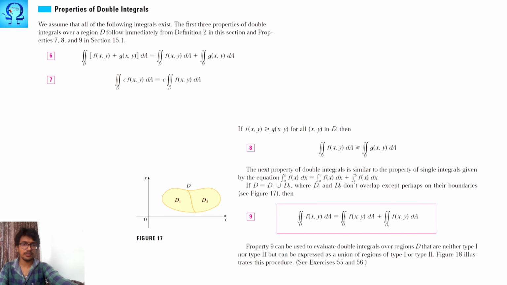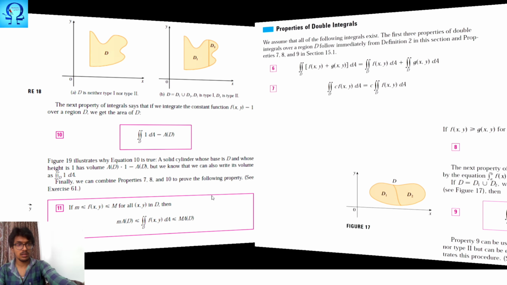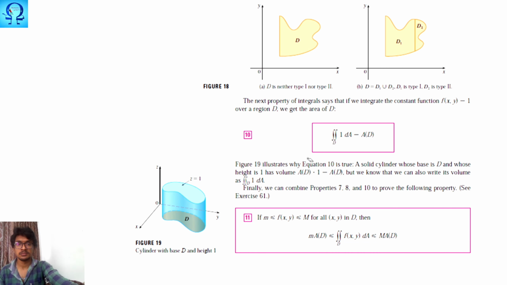Next, these are some properties of double integrals. That is, adding and then performing the integration is the same as performing the integration and then adding, and then the scalar multiple rule and the inequality-preserving property. And if you can split the entire region D into a union of two regions, then the integral over D is the same as the integral over D1 plus the integral over D2. This is another property: the integral over D of 1 dA is going to be the area of the domain.